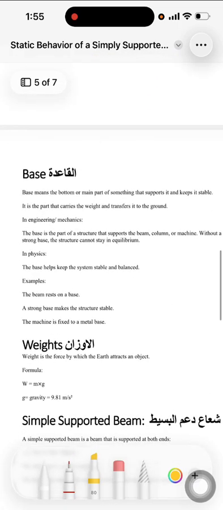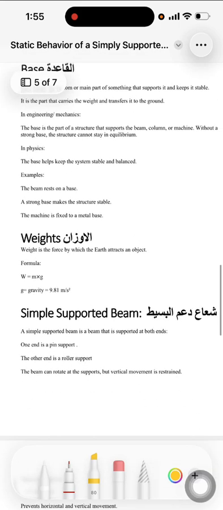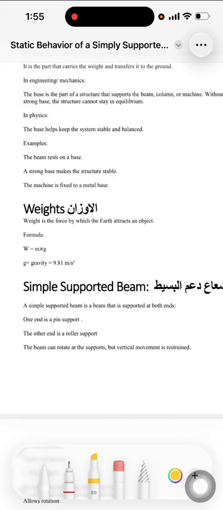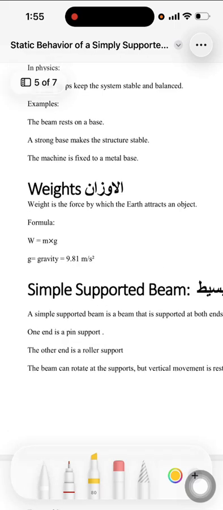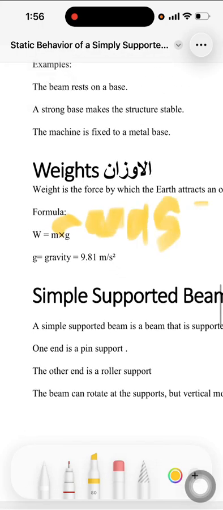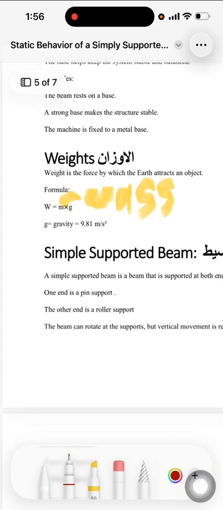In physics, the base helps keep the system stable and balanced. For example, the beam rests on a base. A strong base makes the structure stable. The machine is fixed to a metal base. Weight is the force by which the earth attracts an object. As you can see, weight equals m, which stands for mass, times g, the gravity, which is 9.81.